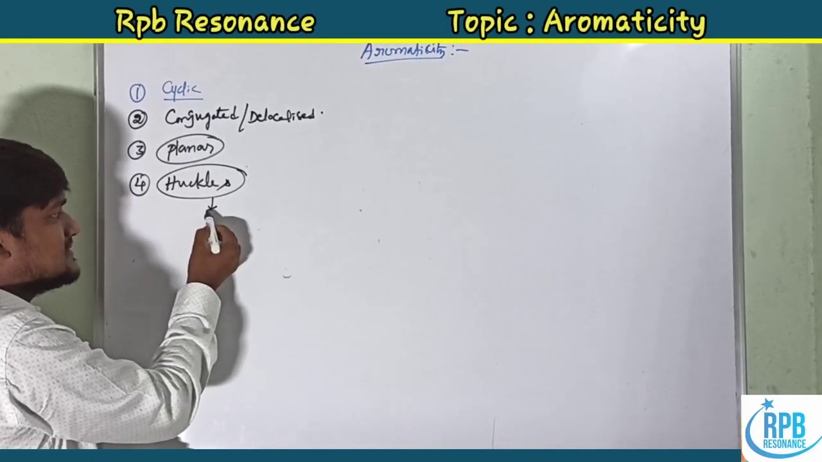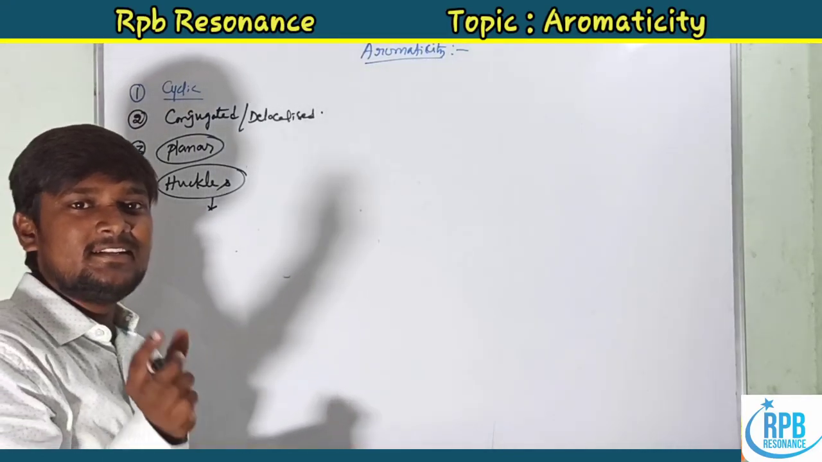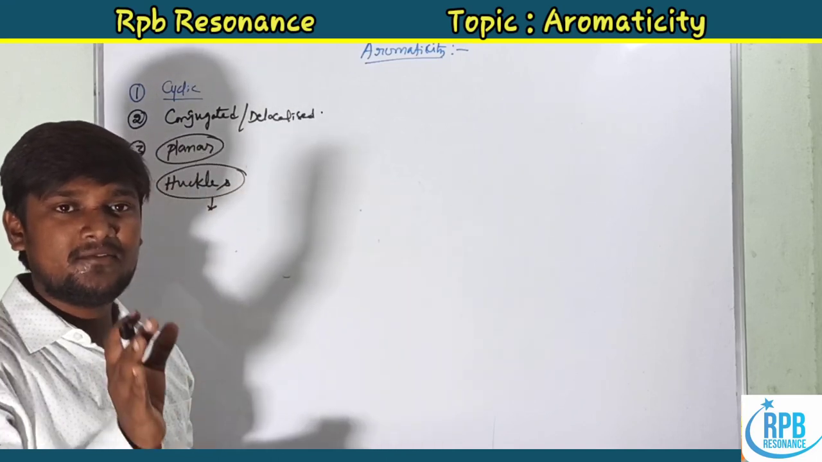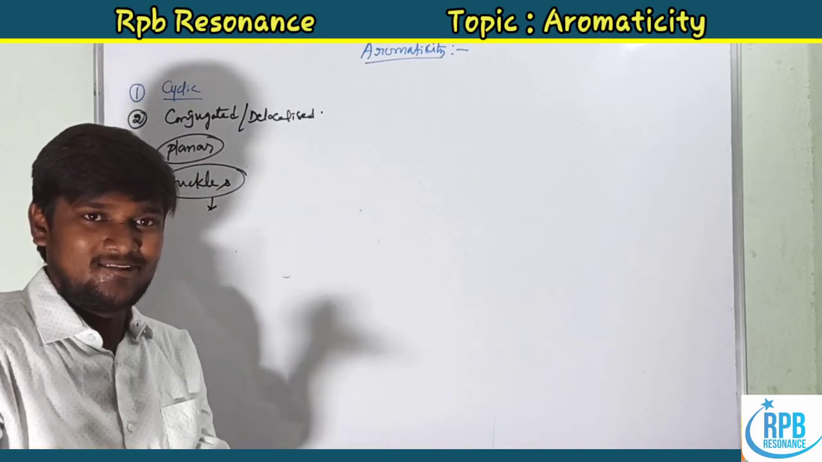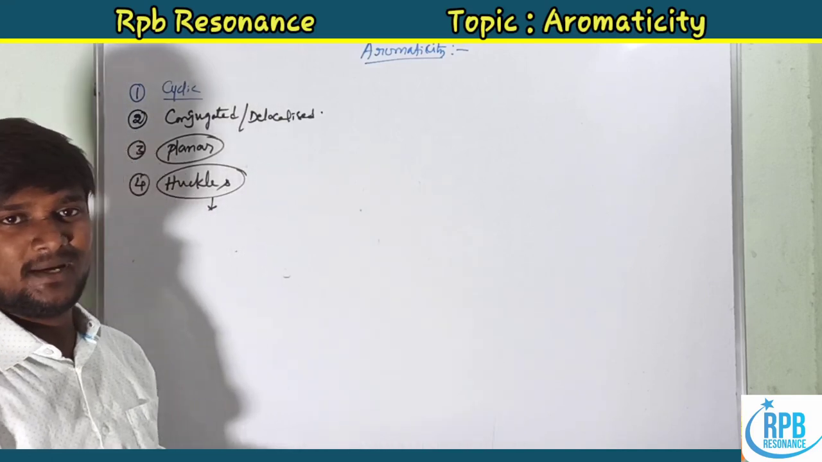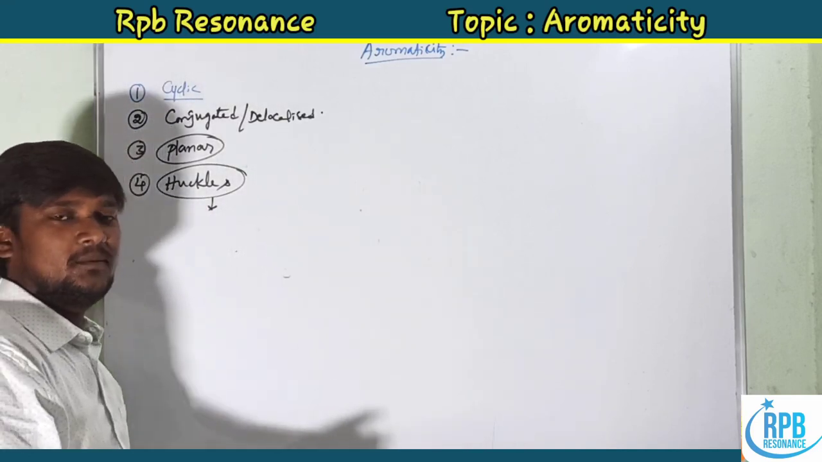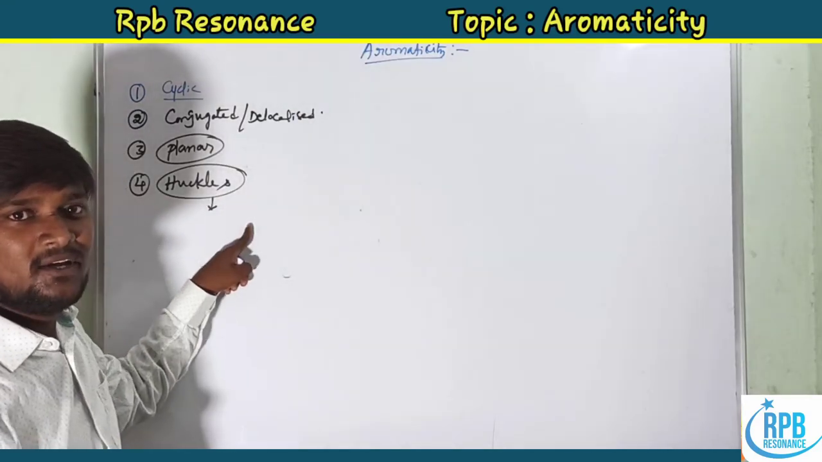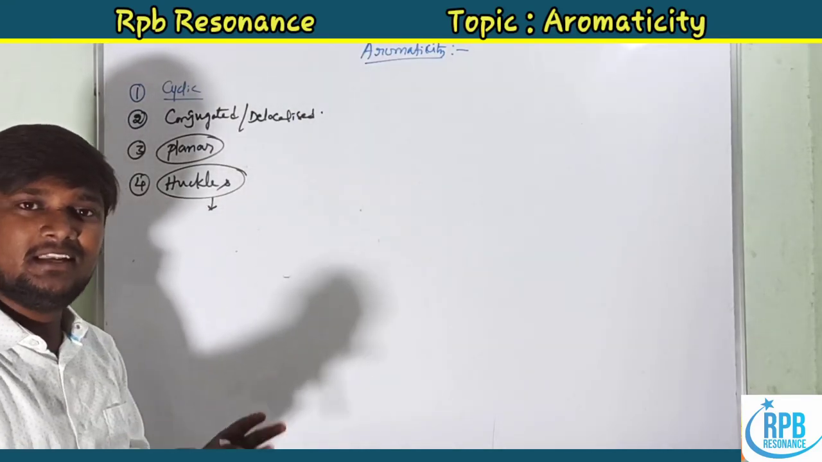Huckel suggested that compounds having a certain number of electrons exhibit aromatic nature. Compounds having certain other numbers of electrons exhibit anti-aromatic nature. Other than those compounds, all are non-aromatic. So this is Huckel's rule. But Huckel's rule is not valid for all types of molecules.